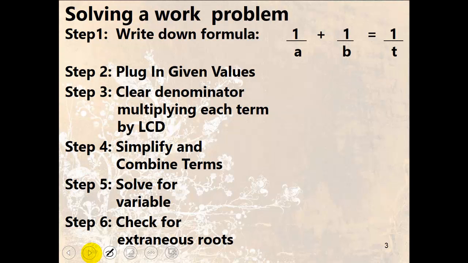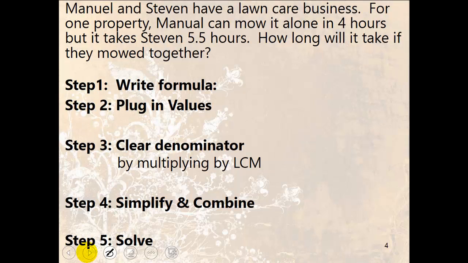So when we do a work problem, we're going to write down the formula. Every time we write down the formula, it helps us remember it, so it is a good thing to do. You're going to plug in the given values. We're going to find the least common denominator by finding the least common multiple of those terms in the denominator. We're going to simplify, solve, and check just to make sure we don't have anything extraneous hanging on there.